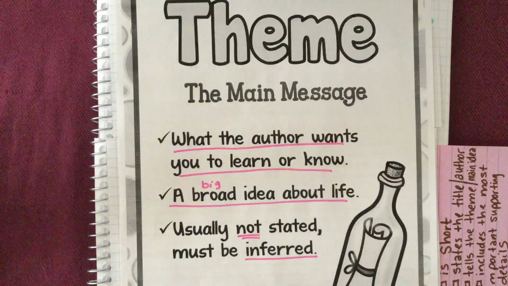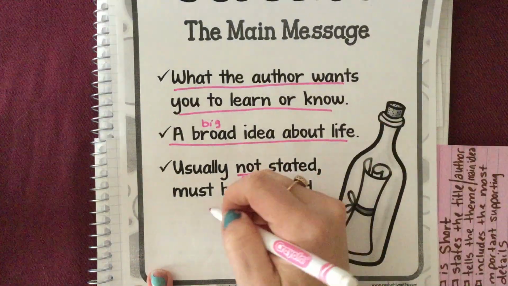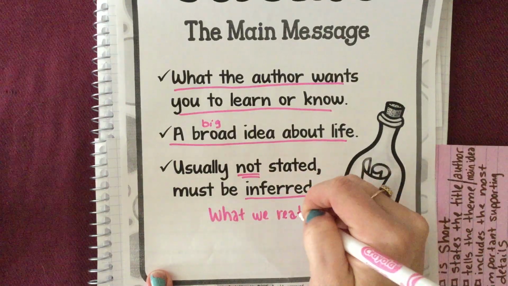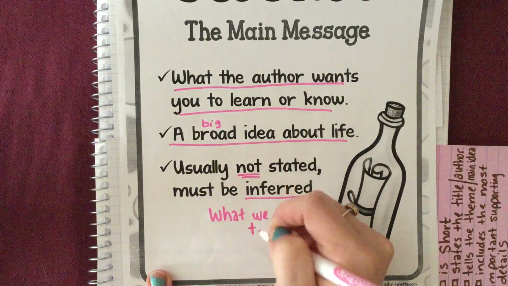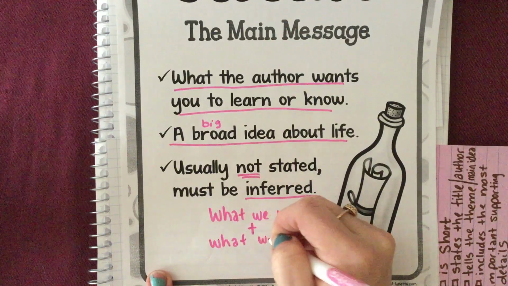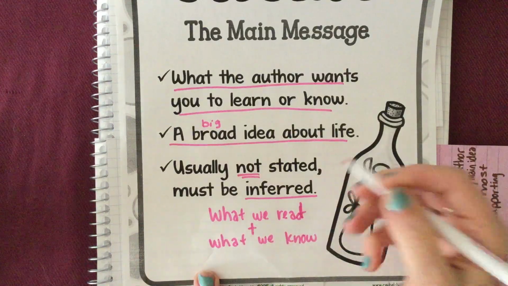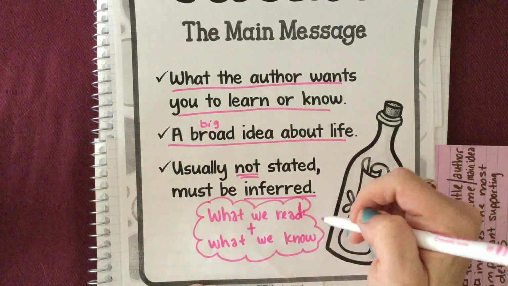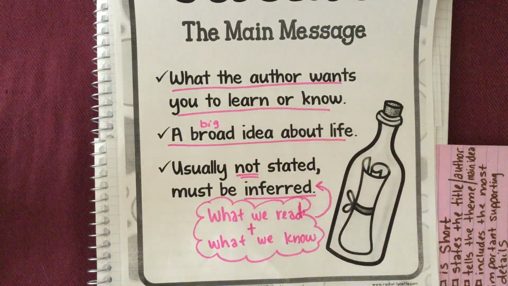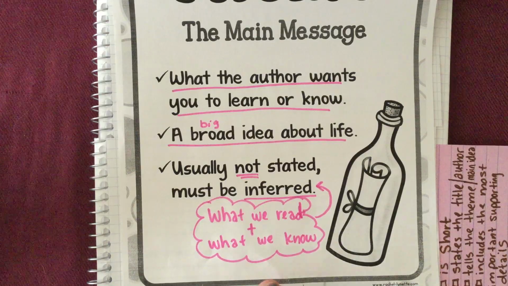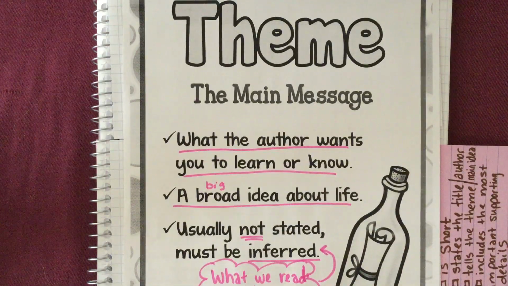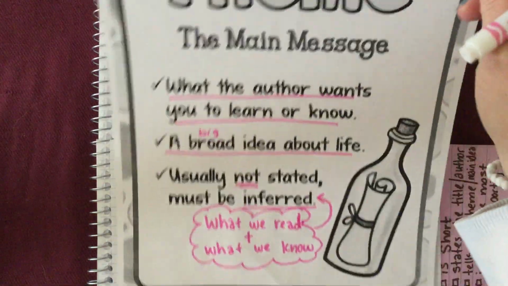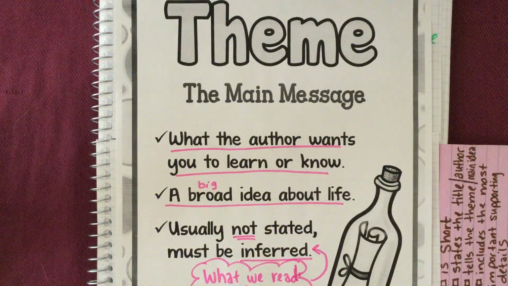When we make an inference, we take what we read plus what we know. And when we put those two together, what we've read and what we know, that helps us to infer or make an inference about the text. And so when we're determining the theme, it's usually not going to be stated for you in the text. You are going to have to make an inference. And that's why finding theme is a lot more challenging than finding main idea.